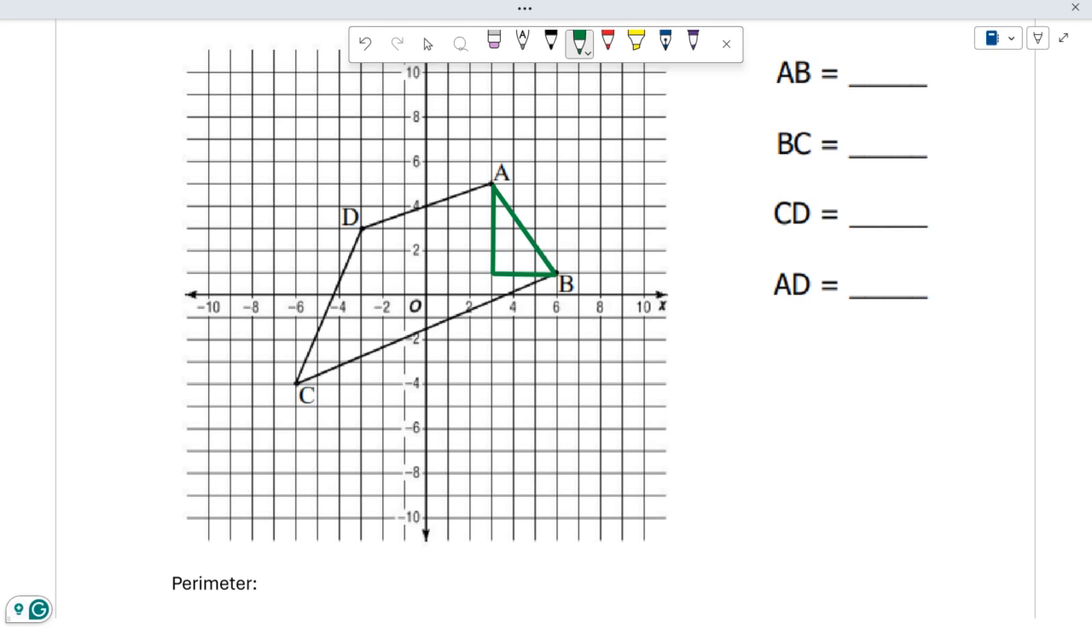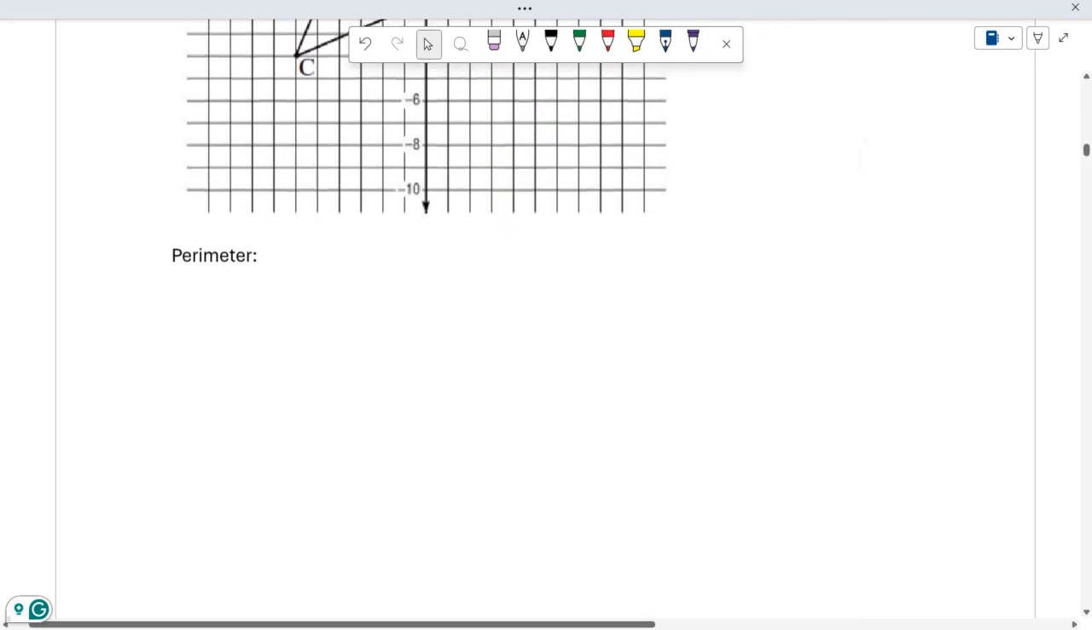Because AB is the hypotenuse of that triangle, if we're able to figure out the lengths of the legs of that right triangle, we should be able to solve for the hypotenuse. Well, the horizontal leg has a length of 3, and this is a right angle. And the vertical side has a length of 4. And so now I can just apply the Pythagorean theorem.